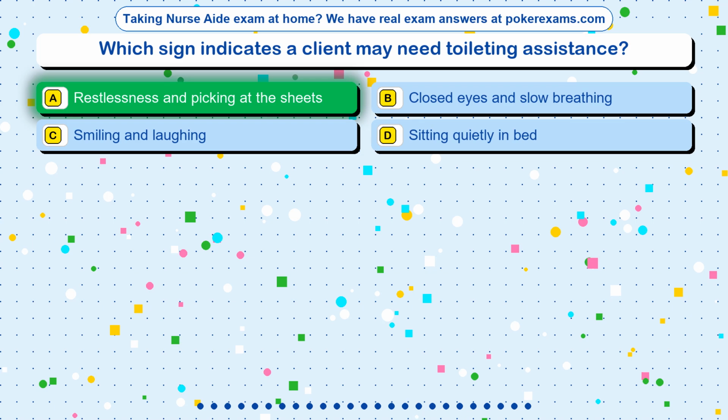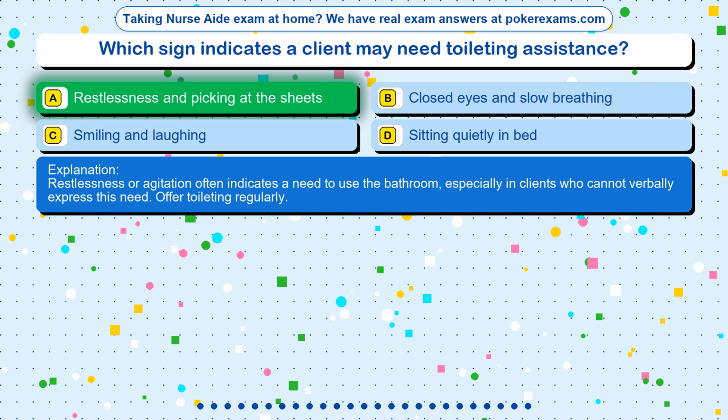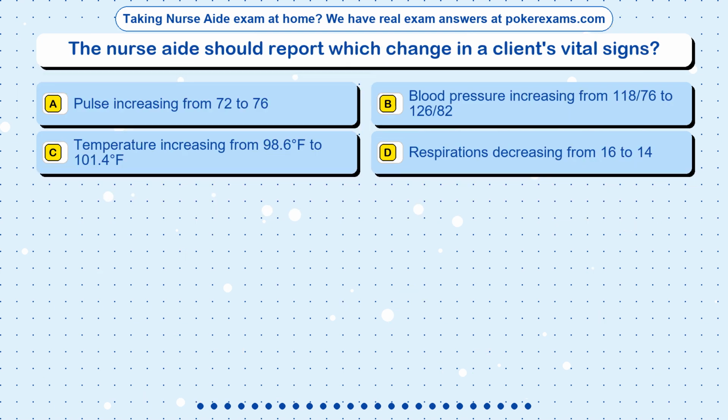The correct answer is option A, restlessness and picking at the sheets. Restlessness or agitation often indicates a need to use the bathroom, especially in clients who cannot verbally express this need. Offer toileting regularly.